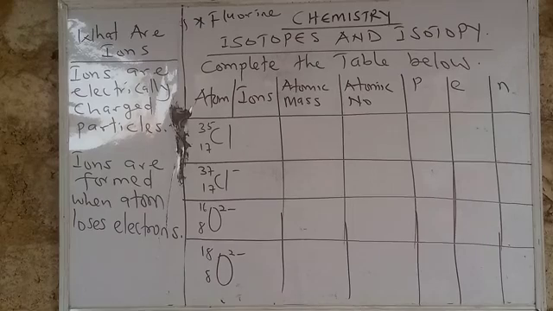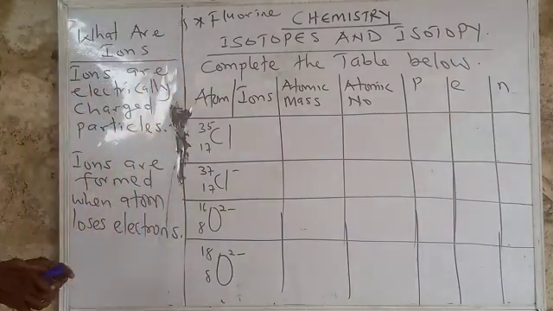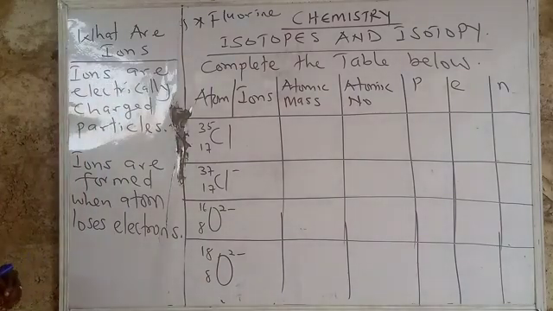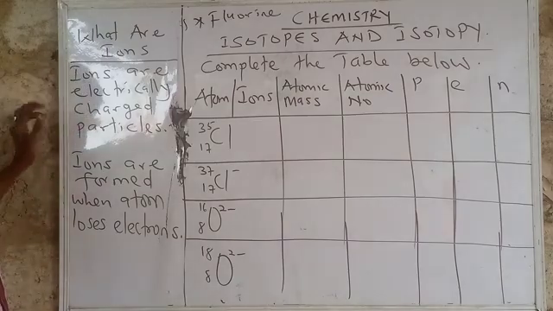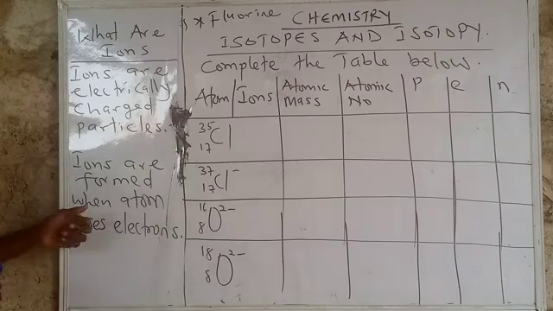So right away we want to look at how atoms and ions differ in their subparticles under isotopes and isotopy. Don't forget that isotopes have been defined in terms of atoms of the same element, which are the same in atomic number but different in atomic mass. But when we talk about ions, ions are formed from atoms. Ions are formed when an atom loses electrons.